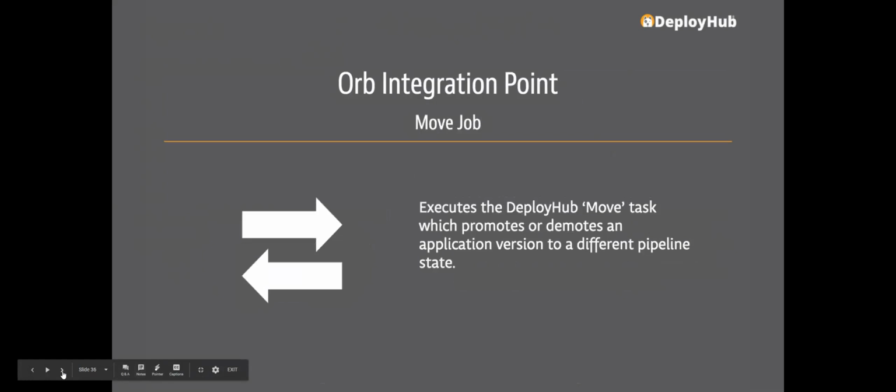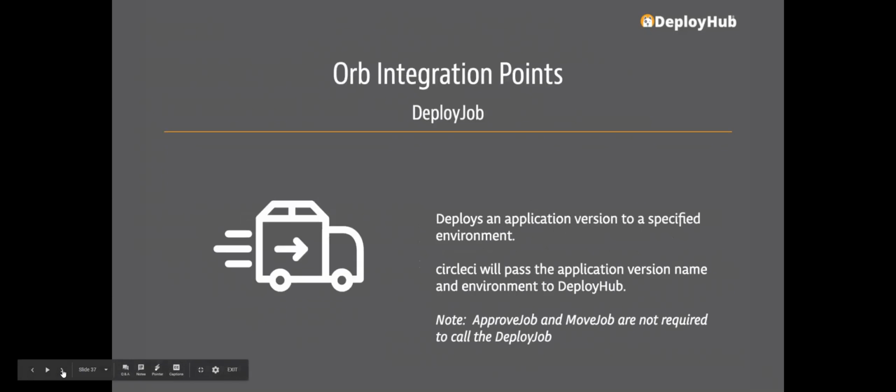And then there's the move job. A move doesn't actually do a deployment. It just says this is in dev, or this is in test, or this is in some state of your pipeline. So it's approved, it's moved into the state, and then you do the deploy. And the deploy actually does the release.